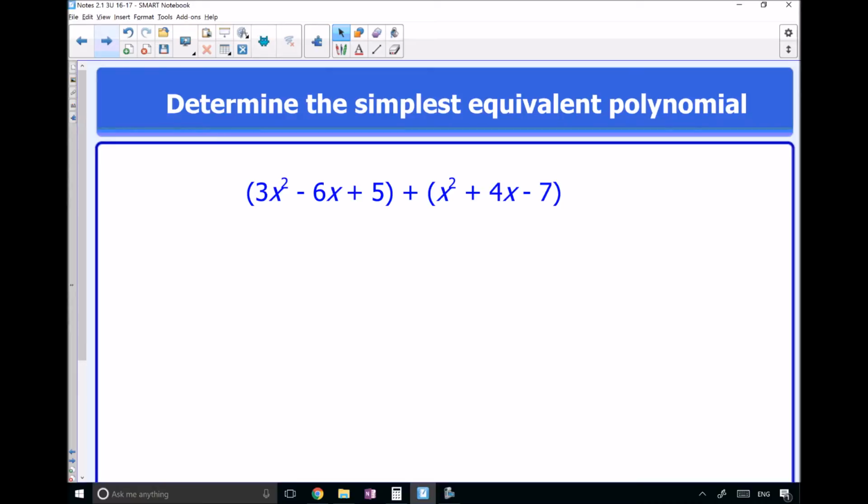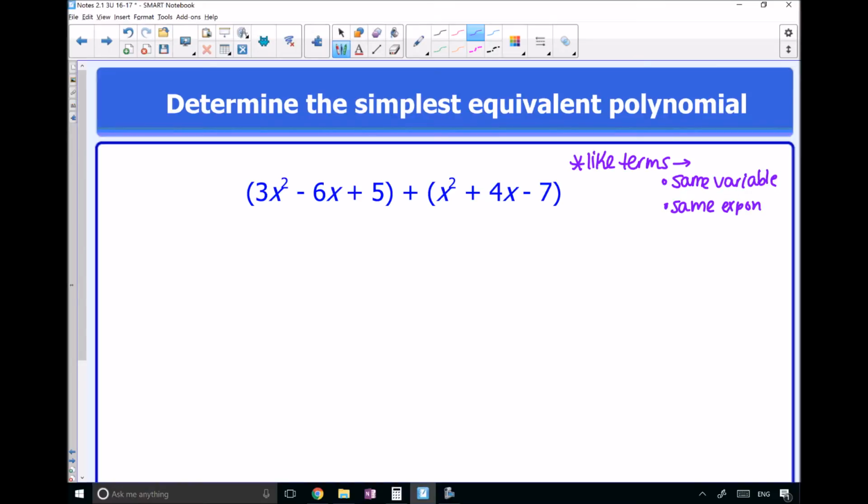So take a moment to write it down and then come back to me and we will take up how to do this question. In order to be able to add any terms at all, they need to be like terms. And in order for terms to be like terms, they have to have the same variable first, and then they also have to have the same exponent. For example, 3x squared is like x squared right here because they have the same variable and they have the same exponent.